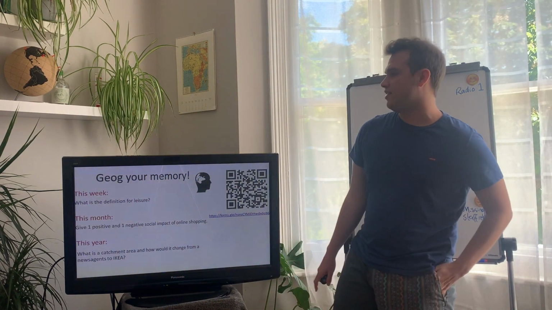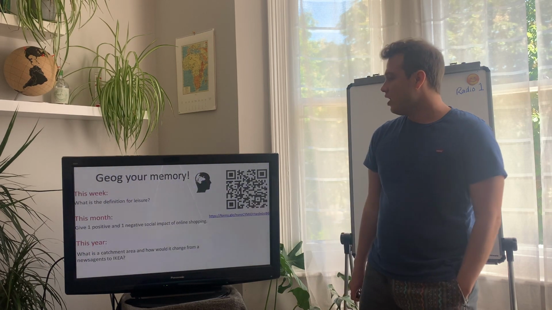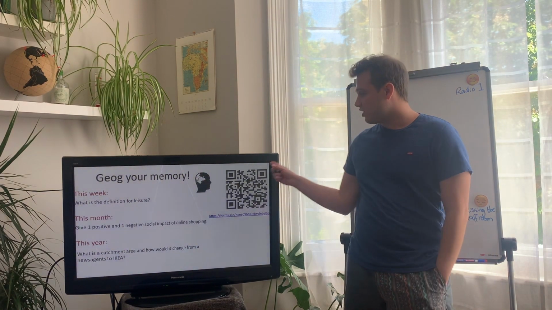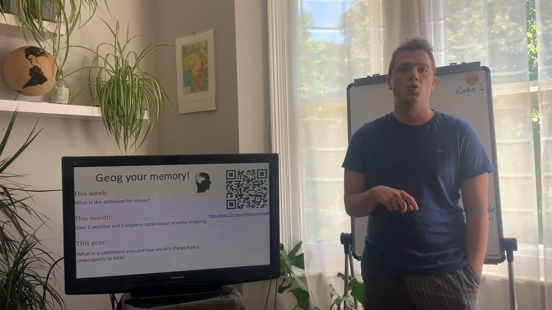So before we get started, here are our Geog memory questions for this lesson. So in a minute, pause your videos, scan the QR code or go to the link and have a go at answering these three questions, and please put your name so we know who you are.